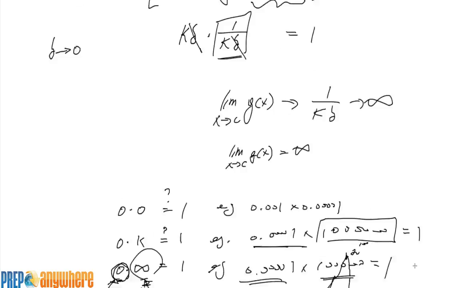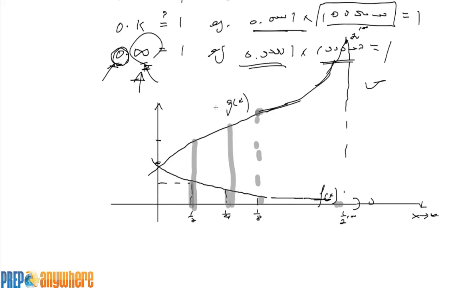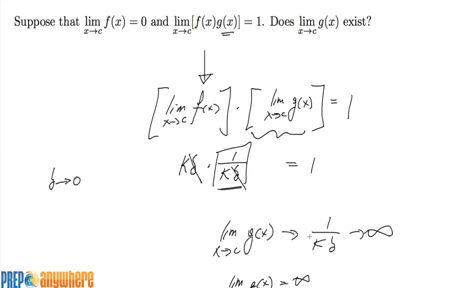Enough explanation. I tried to give you the algebraic expression, the numerical explanation, and a graph explanation of why the limit of g(x) has to not exist. It has to approach infinity.